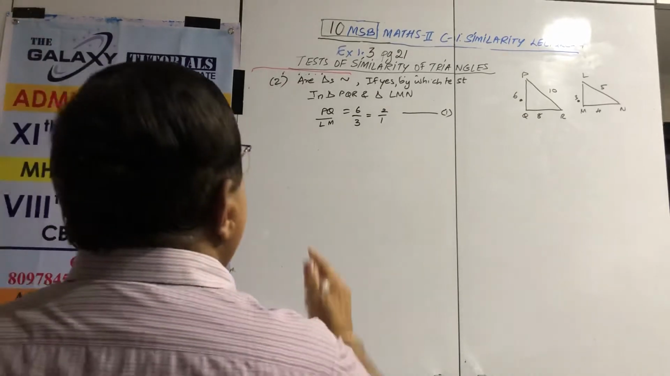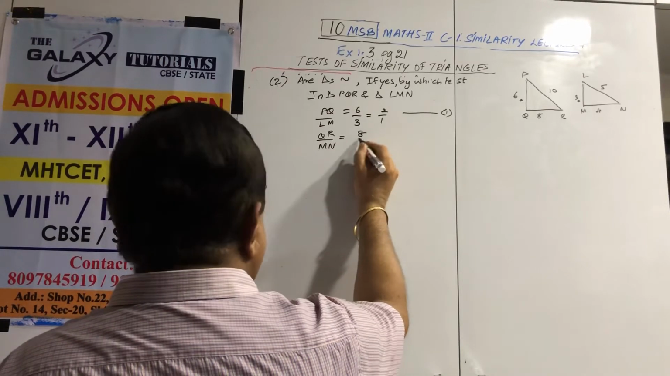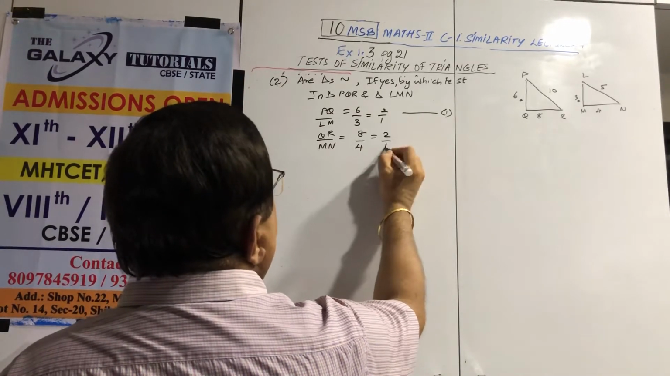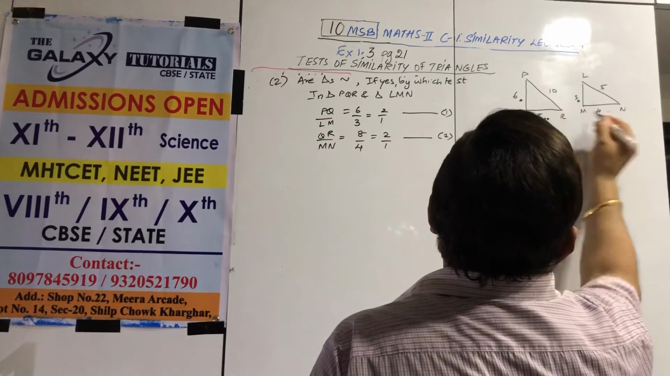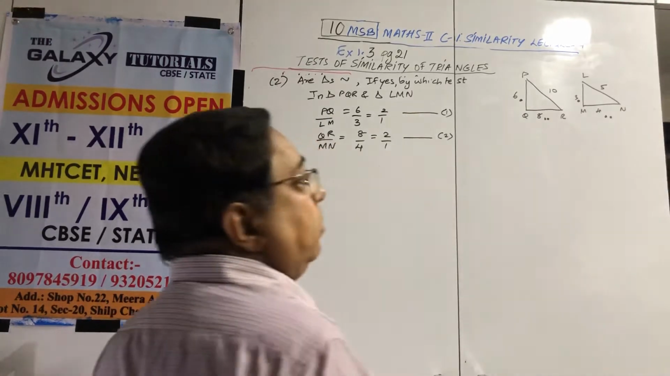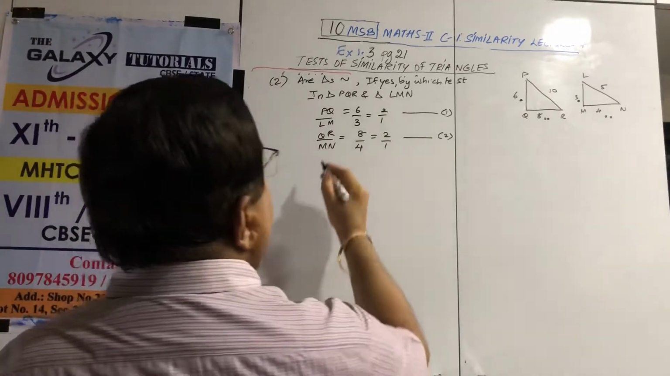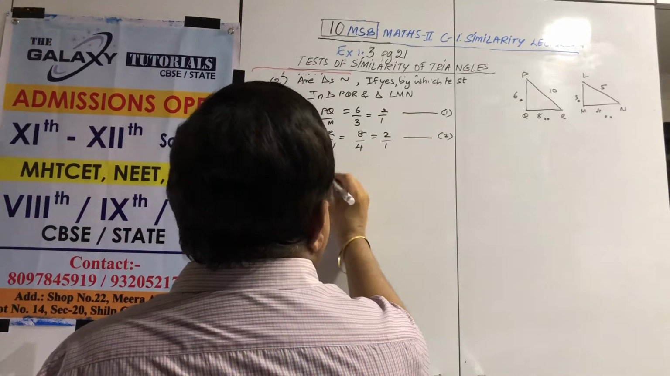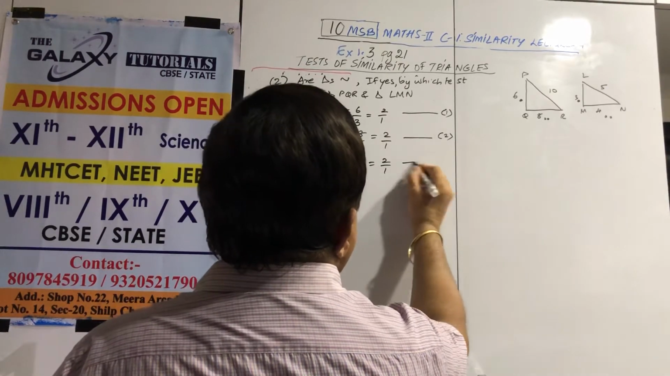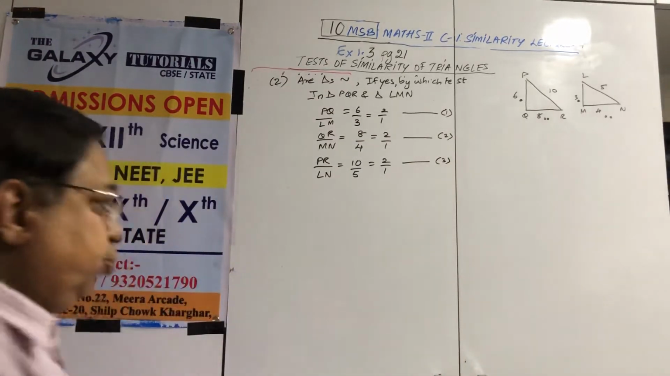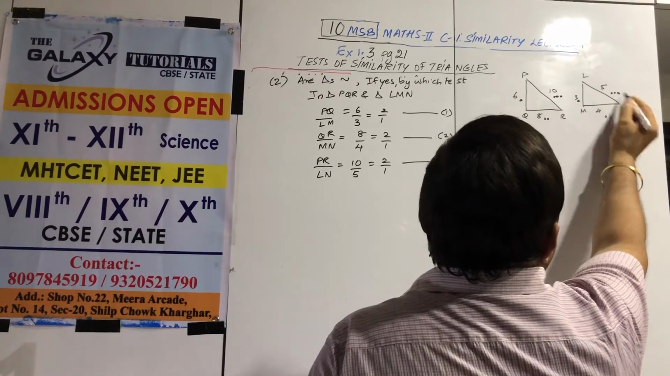Then I will do the other side. QR upon MN is 8 upon 4. That is 2 upon 1. Then I've gone for QR and MN. The ratio is coming the same. Then I will go for the third one. PR upon LN is equal to 10 upon 5. That is equal to 2 upon 1. My friends, you can see the third side also is in proportion.